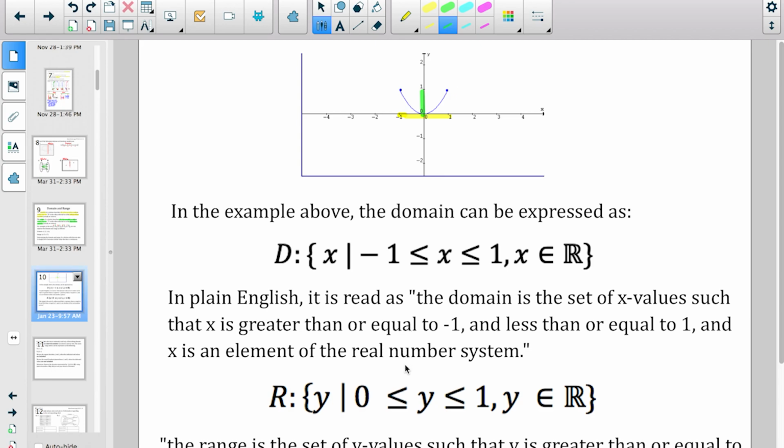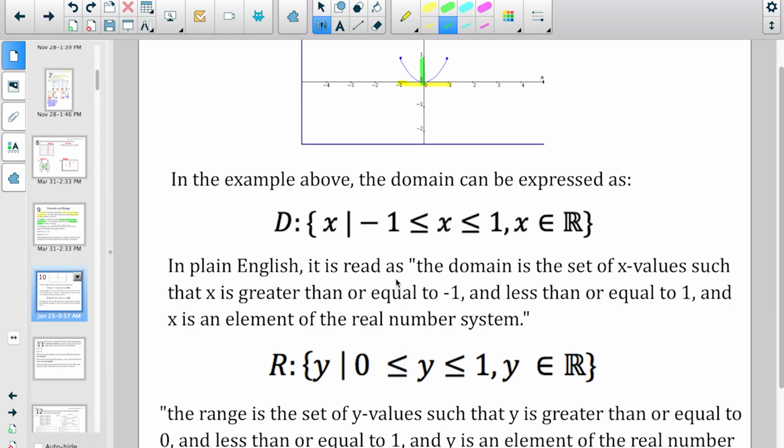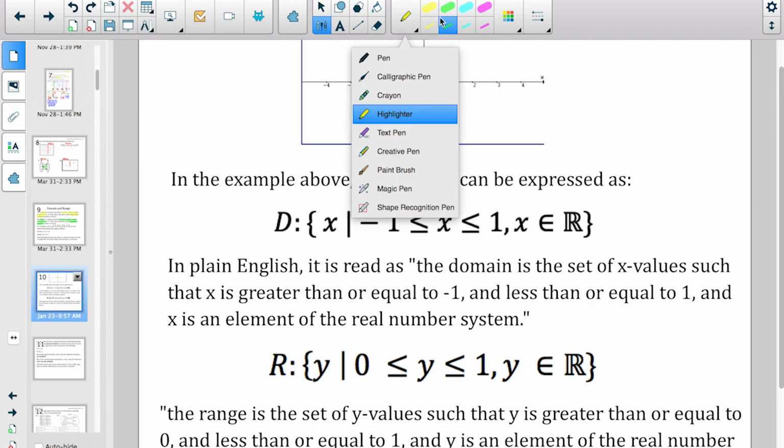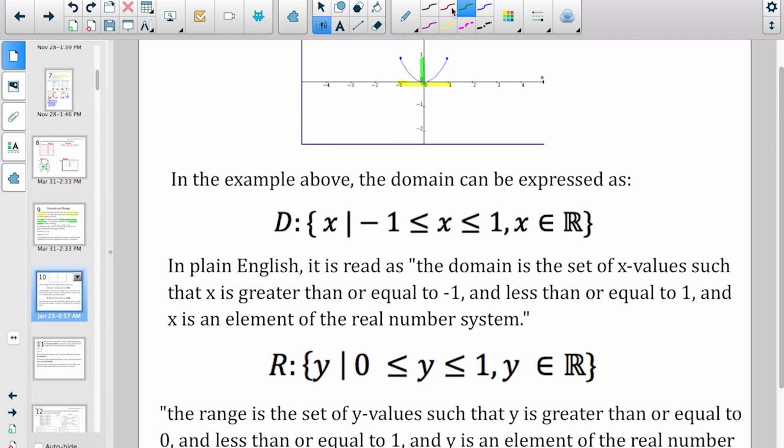Now how do we express this in terms of domain and range? So we can describe the domain above using set notation. So in plain old English, this whole thing reads as the domain is the set, and we denote the set with the curly brackets, the set of all x values such that, so this longer looking line here really just means such that, so we'll write that down in case you forget. So this means such that.